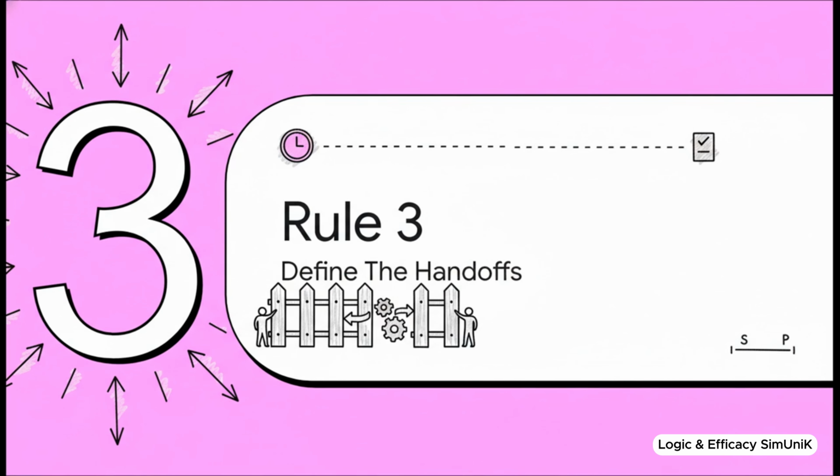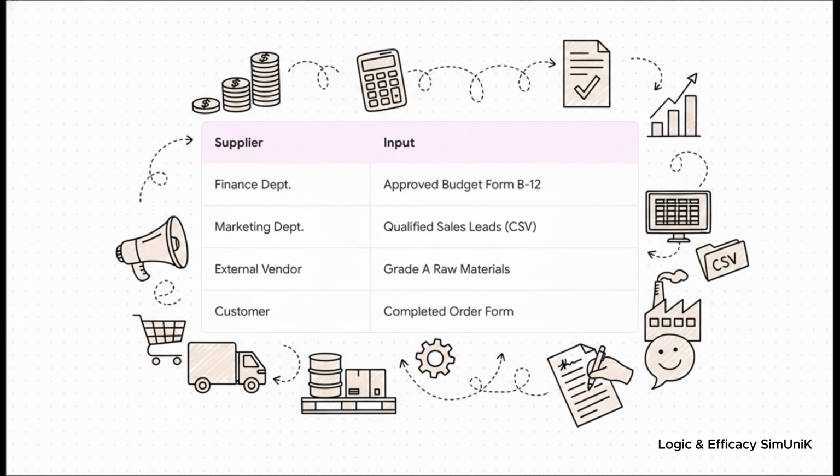Okay, our third and final rule. This is where you make accountability crystal clear. You have to define the handoffs. Look, being specific here changes everything. It is not enough to say you need a budget from finance. No, you need the approved budget Form B12 from the finance department. Not just leads, you need qualified sales leads as a CSV file from marketing. Getting this level of detail at the input stage is absolutely crucial.